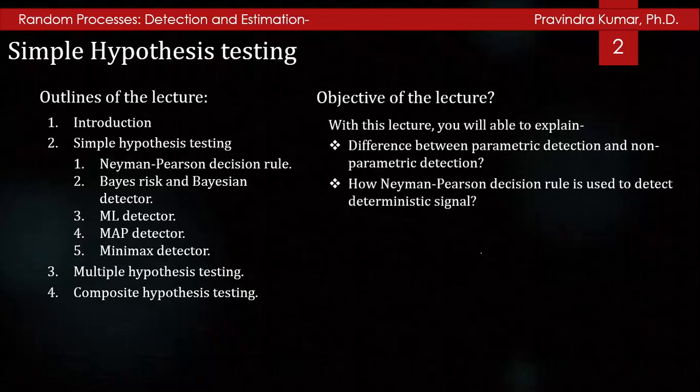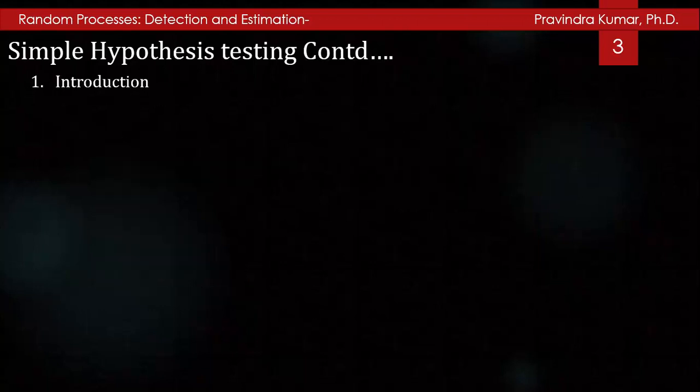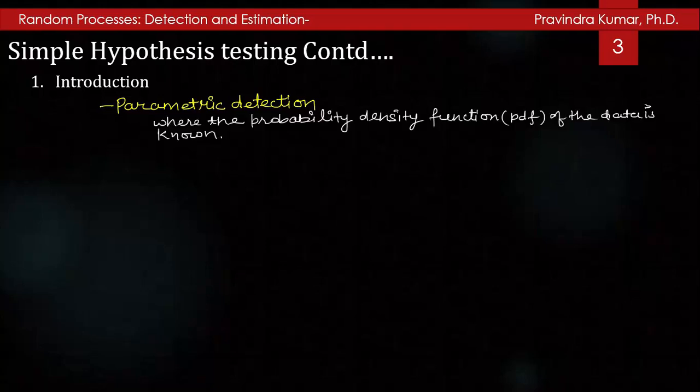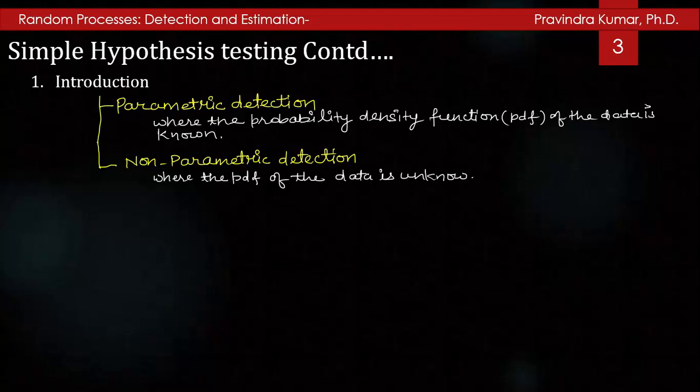The objective of this lecture is that you will be able to explain the difference between parametric detection and non-parametric detection, and how the Neyman-Pearson decision rule is used to detect a deterministic signal. Now let us start with the introduction. A detection problem can be classified into two classes: parametric detection, where the probability density function of the data is known, and non-parametric detection, where the PDF of the data is unknown.